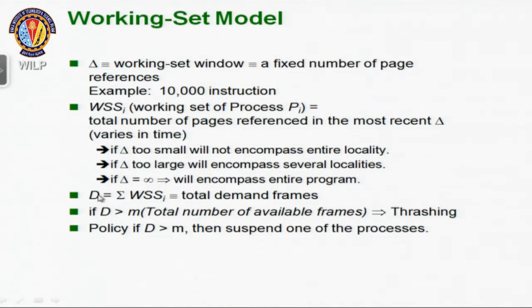We define D as a parameter here. D is equal to the summation of WSSi, that is the total demand for frames, where WSSi is the working set for process i, and D is the total demand. If we add all the working sets of all the processes, that is the total demand. The strategy is that if D is greater than M, the total number of available frames, then thrashing is going to occur. So the policy would be that if D is greater than M, then suspend one of the processes. This can be one way of handling thrashing.